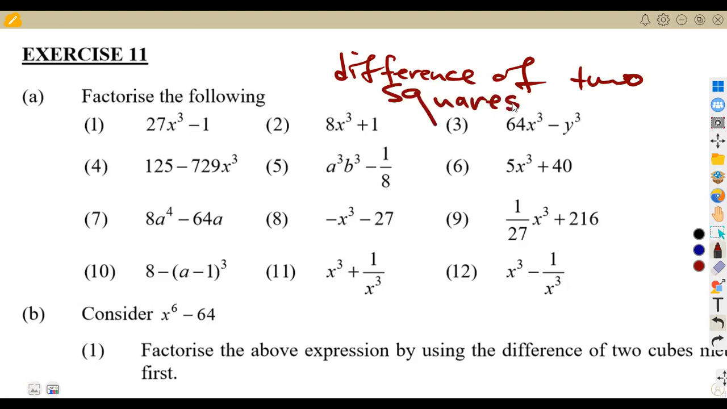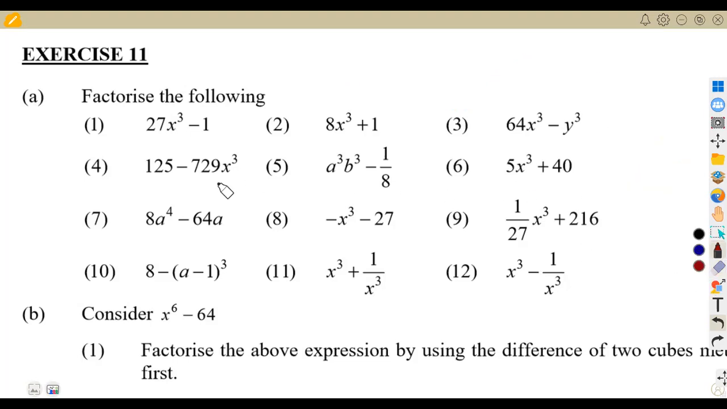A difference of two squares, whereby we've got x squared minus y squared. We never had a sum of two squares. This can never be factorized. But when it comes to perfect cubes, the ones that you can write in the exponent of 3, x to the exponent of 3 minus y to the exponent of 3, x to the exponent of 3 plus y to the exponent of 3, we have a difference and we have a sum of these cubes.